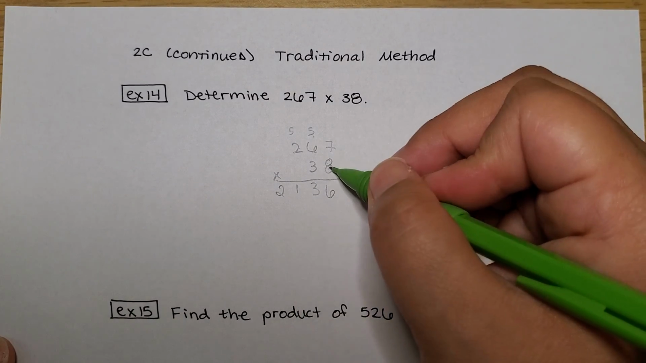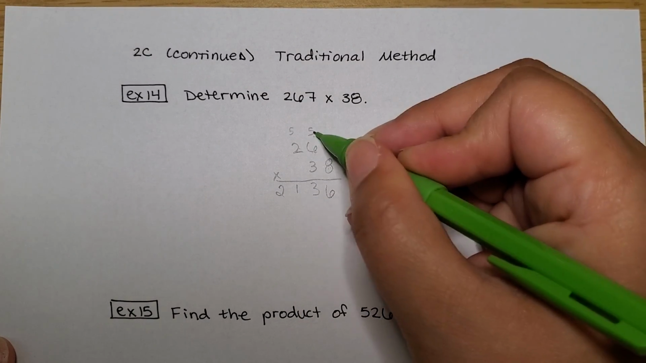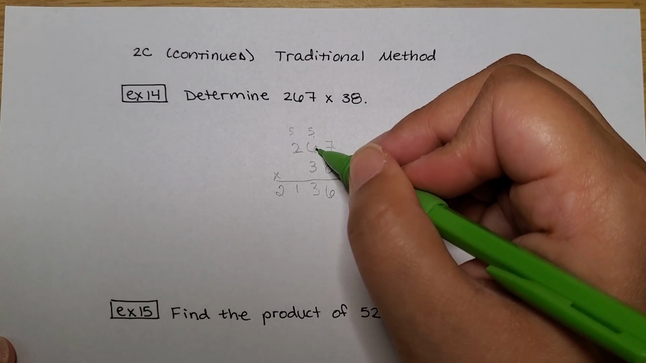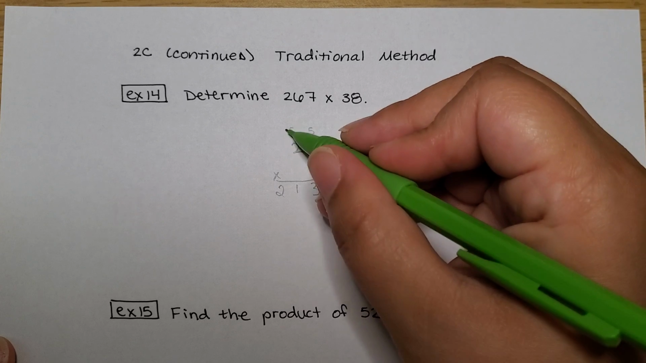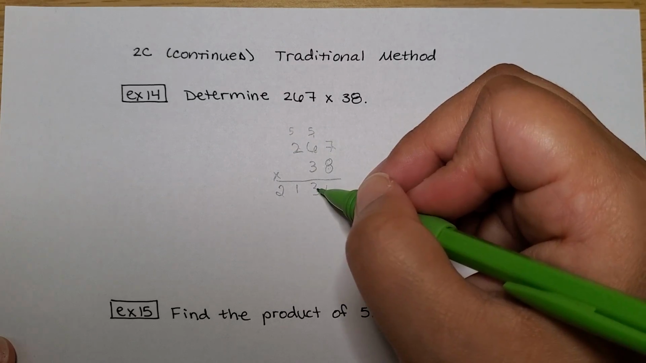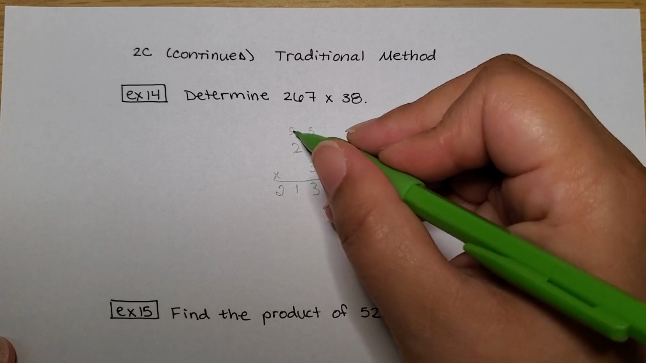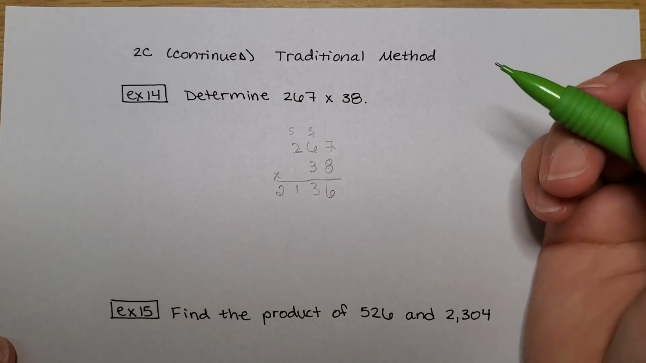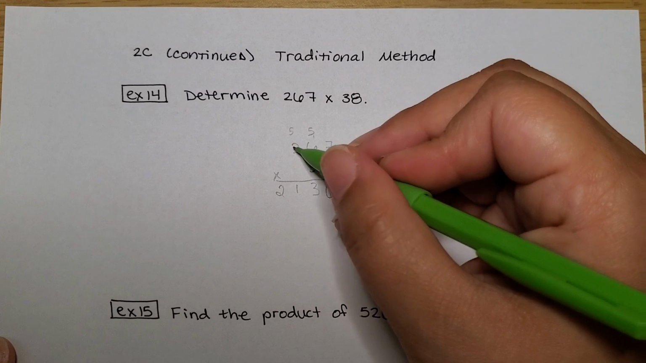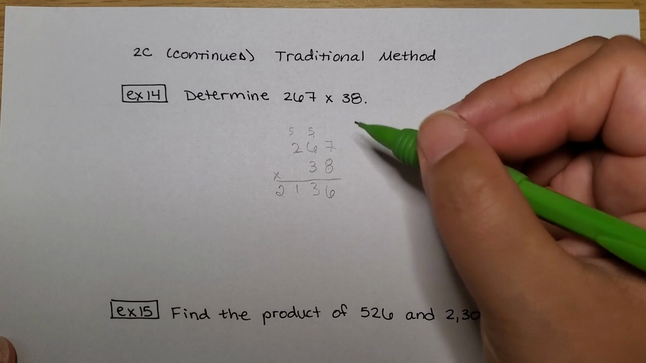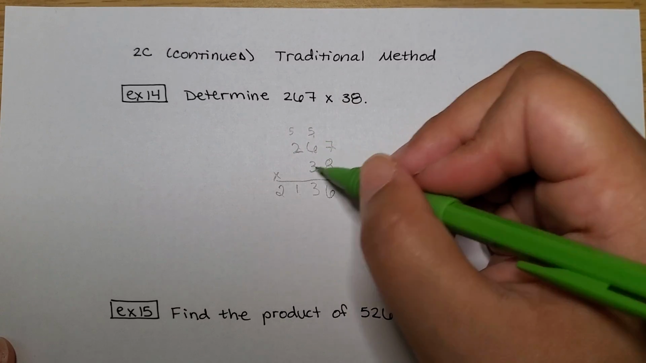So again, I did 8 times 7, and that gave me 56. 8 times 6 is 48, plus 5 gave me 53. And then 8 times 2 is 16, plus 5 gave me 21. So we did everything on top multiplied by 8. Now we're going to do everything on top times 3.